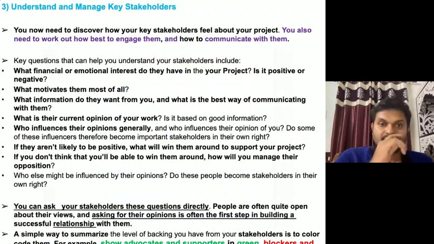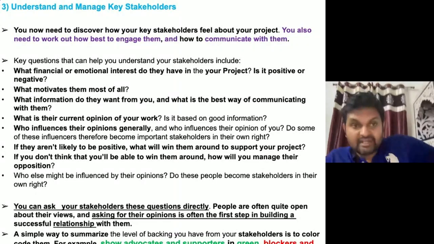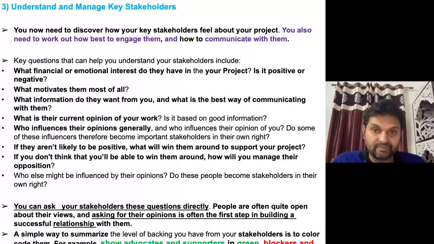Right? How are we going to manage them? Now we also need to learn this part. Once you're done with the PI matrix, how are you going to take care of them? So understand and manage the key stakeholders. Once you're done, whether we need to manage them closely or keep them informed, now you need to communicate with them and engage them.